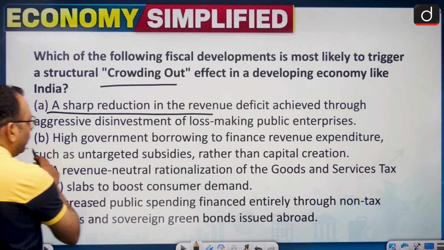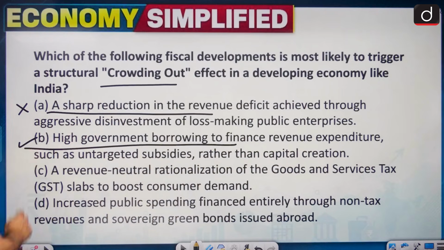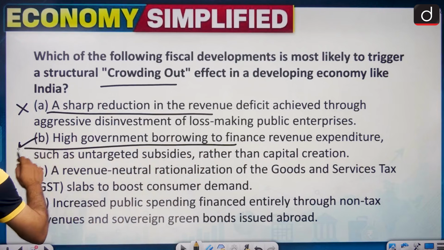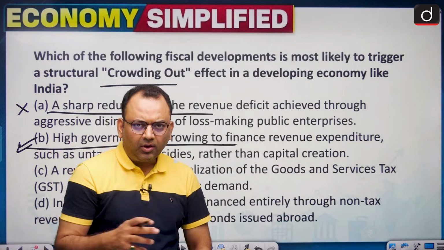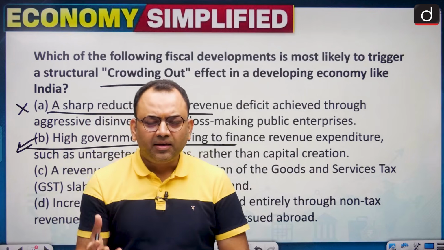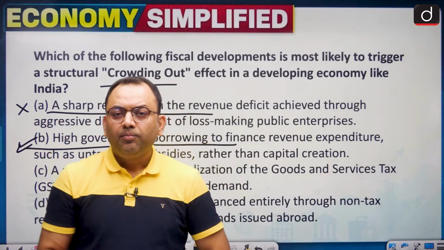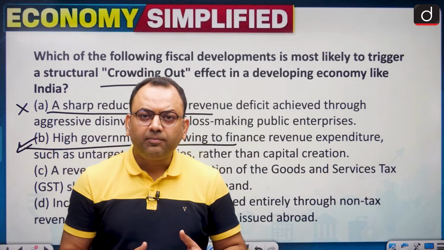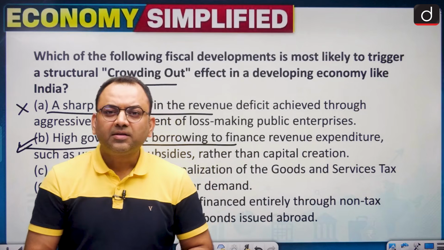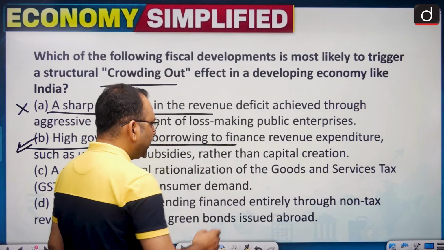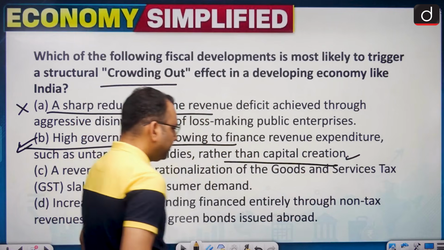If the government borrows a high amount, that is high government borrowing to finance expenditure such as subsidies, this is a situation of crowding out. The government in a country like India borrows for subsidies, for populist measures. As a result, capital formation also suffers. That's why this is a correct statement in this context.